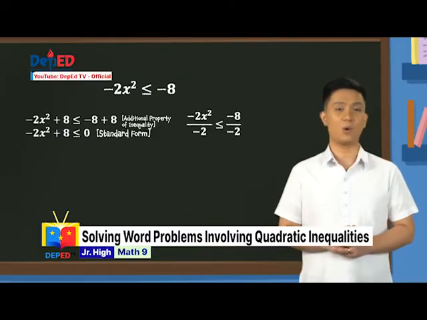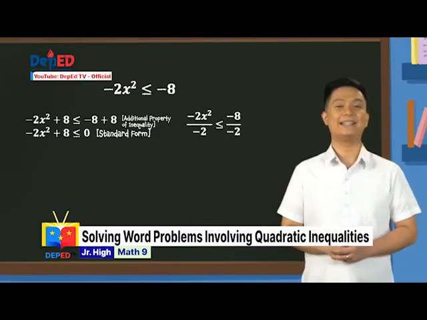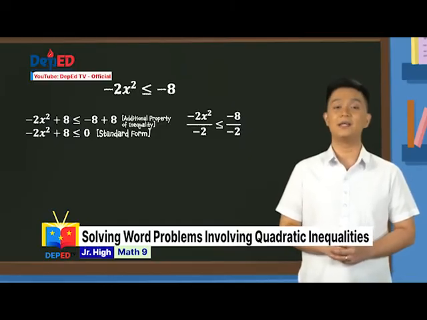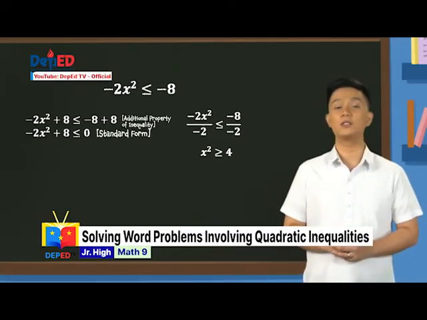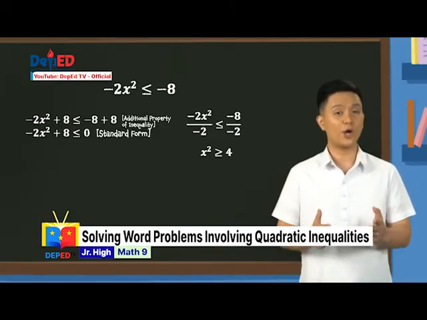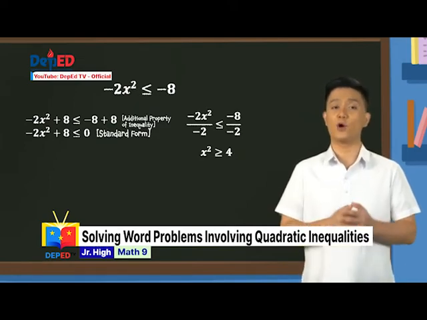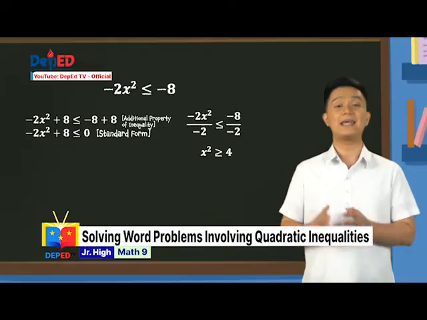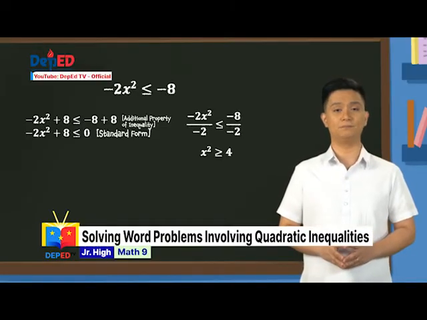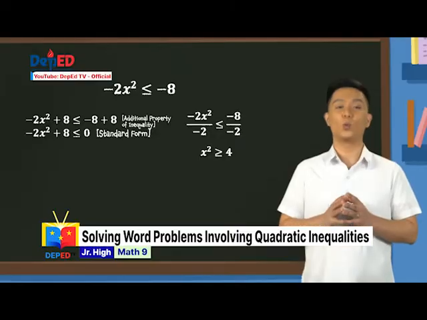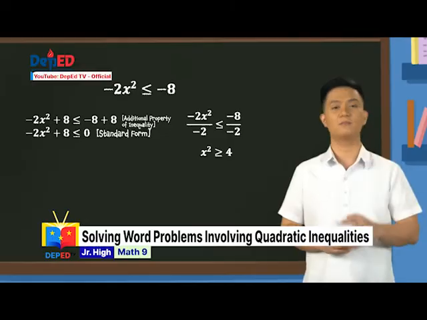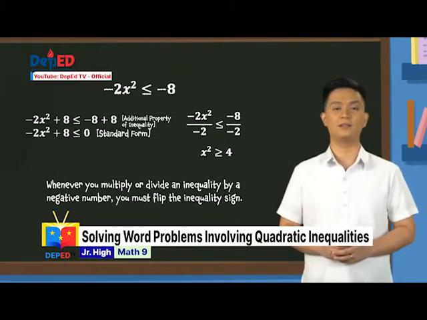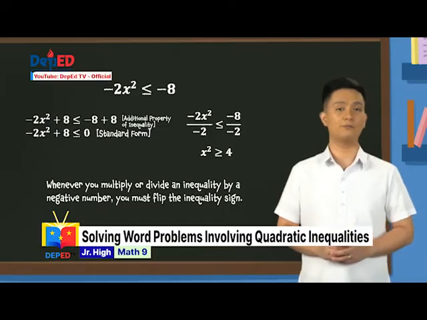Hence, we divide both sides of the inequality by negative 2. Hence, the inequality can now be written as x squared is greater than or equal to 4. Yes, you heard me right. The symbol has been changed from less than or equal to, to greater than or equal to. You know why? Because we divided both sides of the inequality by a negative number. Remember, whenever you multiply or divide an inequality by a negative number, you must flip the inequality sign.